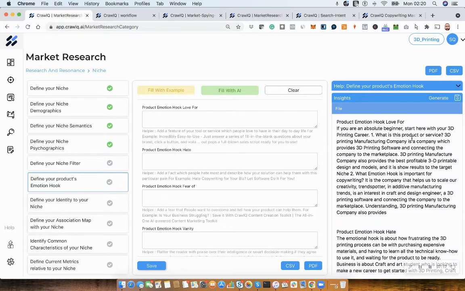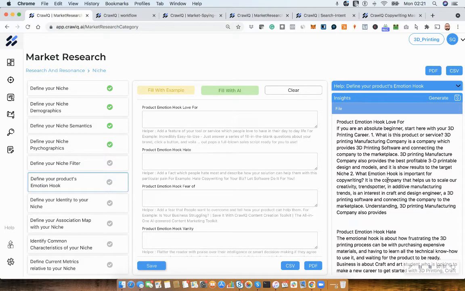What is this product or service? A 3D printing manufacturing company is a company which provides 3D printing software and connects the company to the marketplace. The 3D printing manufacturing company also provides the best profitable 3D printable designs and models. That's what our Chris is looking for, right? He's looking for 3D printable designs and models which can give him a quick jump start in the industry, and it shows the results to the target niche. What emotional hook is important for copywriting?